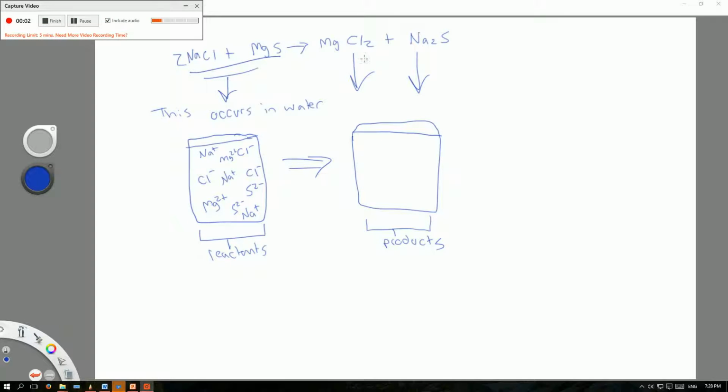Or in other words, some could be precipitates or solids once they react. So if the reaction occurs and one of these is solid, you'll see it in your solution, right? And you guys saw that in one of your labs. You react two things together and they'll make something that precipitates.